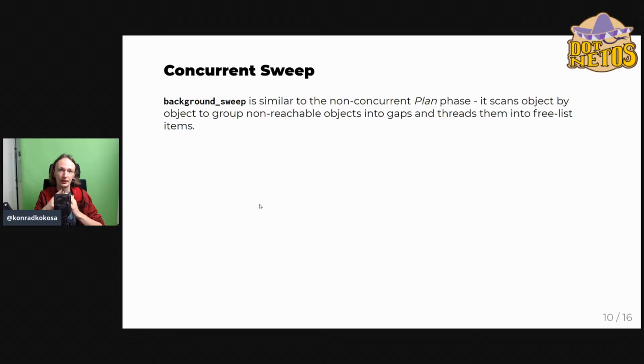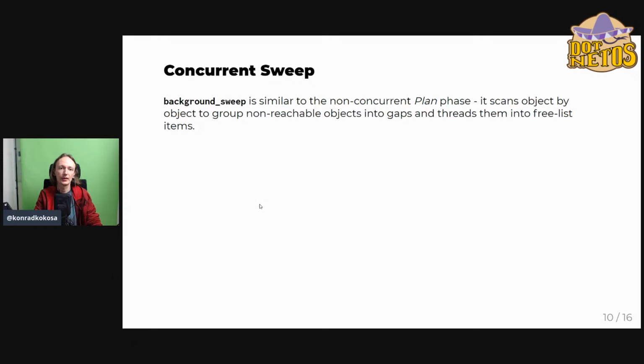So in the end it is exactly the same, but something like reusing the data from the plan phase but without the plan phase. We are simply in the concurrent sweep scanning object by object, looking at the mark array stored somewhere else, discovering objects that are reachable, omitting them, grouping those which are non-reachable into gaps, but they are immediately threaded into the free list item because we don't need to store any gap info.